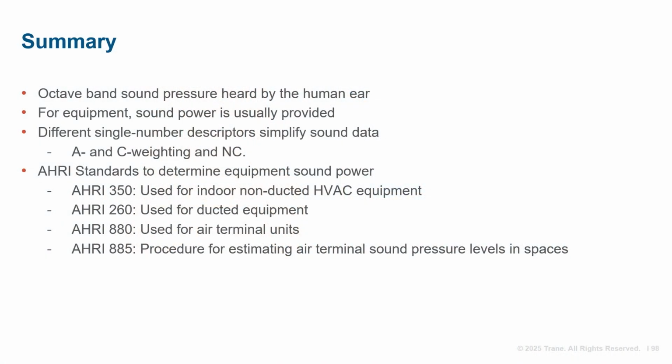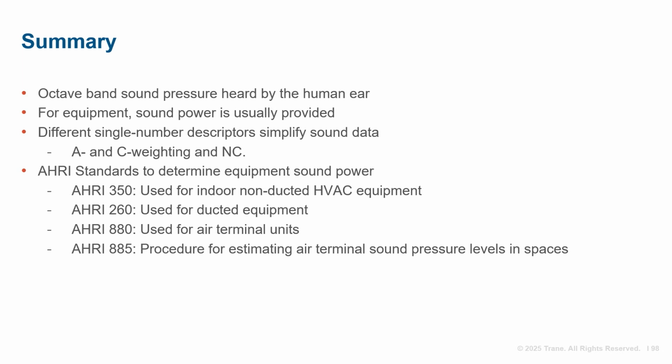Octave band sound pressure, ranging from low to high frequencies, is heard by the human ear. But for equipment, sound power is usually provided. Sound power is unaffected by the environment. There are different single number descriptors used to simplify sound data, with the most common being A and C weighting and noise criteria. There are many different standards developed by AHRI to determine equipment sound power. This can be useful for acoustical analysis using the source path receiver method.